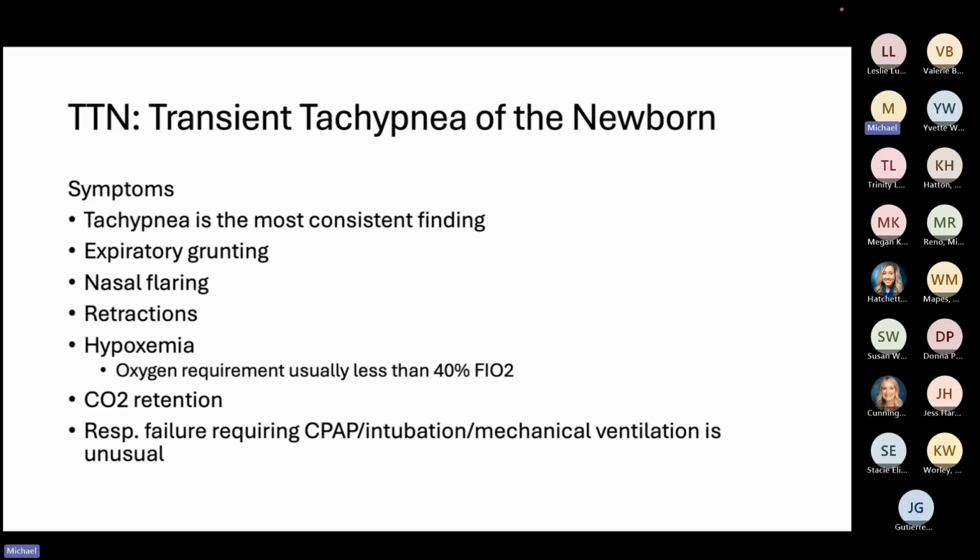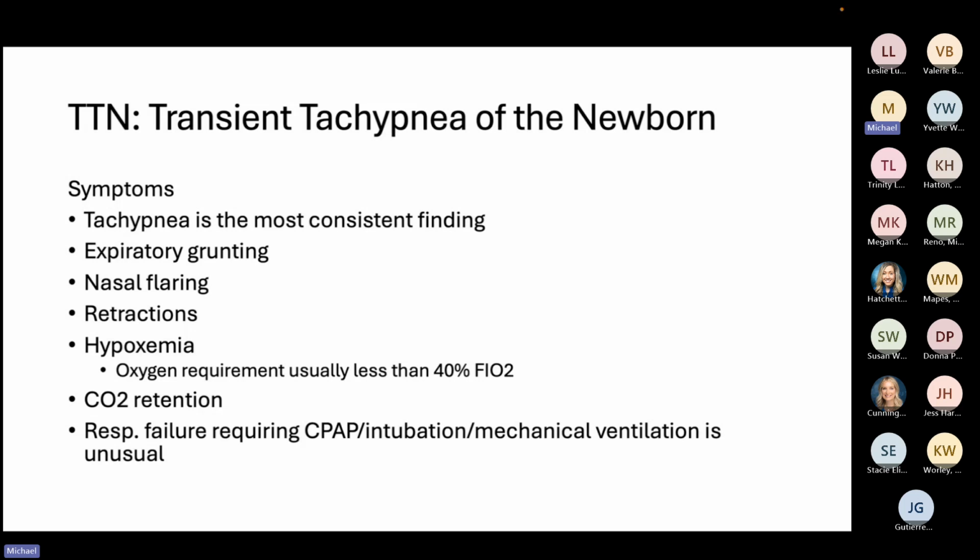So the symptoms of TTN are tachypnea. It's in the name. It's the most consistent finding. You can also see expiratory grunting, nasal flaring, retractions. Hypoxemia is common but less prominent with TTN, especially versus RDS. You can have some degree of CO2 retention, but again, not quite as common.